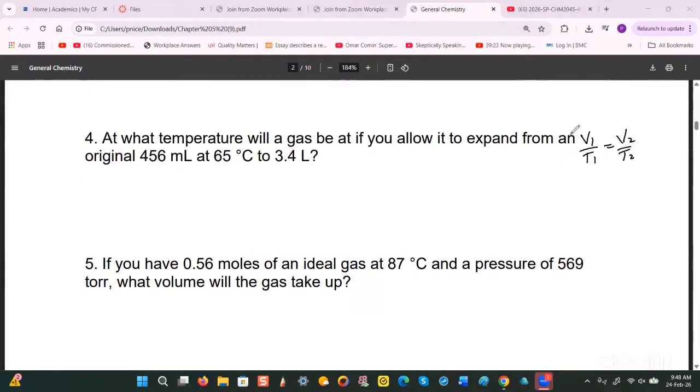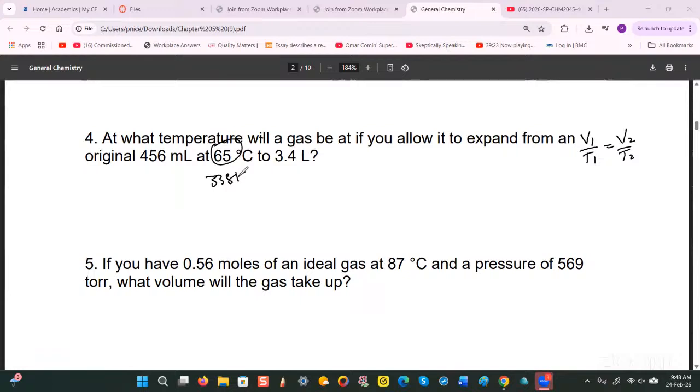Now, let me just say something about this equation. Again, as in the case of Boyle's law, it doesn't matter what the units of V1 and V2 are, as long as they're the same. However, when it comes to the temperature units, those temperature units have to be expressed in Kelvin, right? So if you're given a temperature in Celsius, as is the case here, then you have to convert that to Kelvin. In fact, let me do that now. So 65 plus 273 is 338 Kelvin.